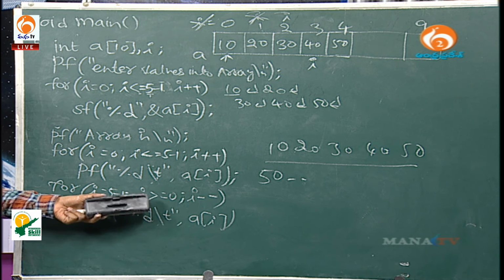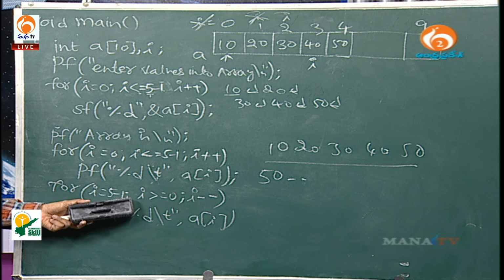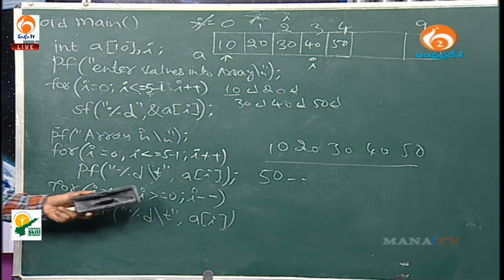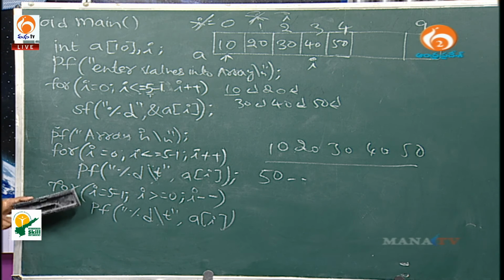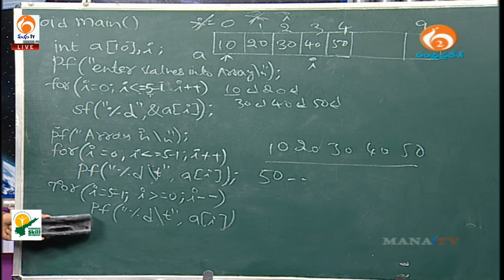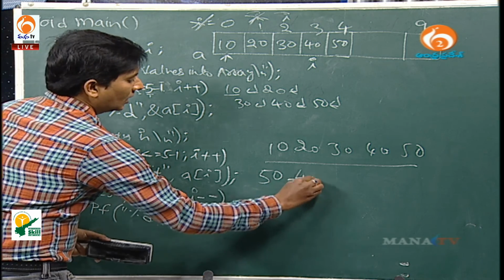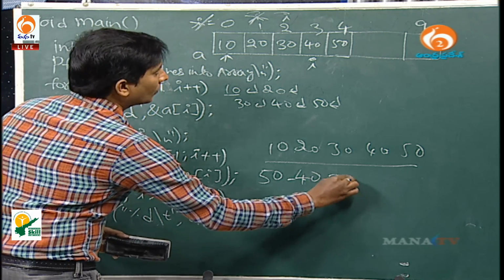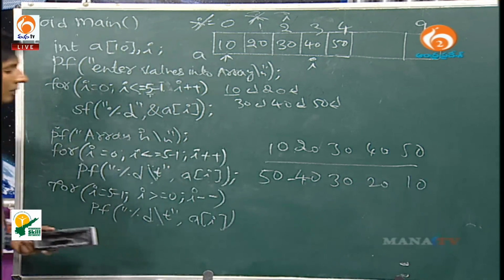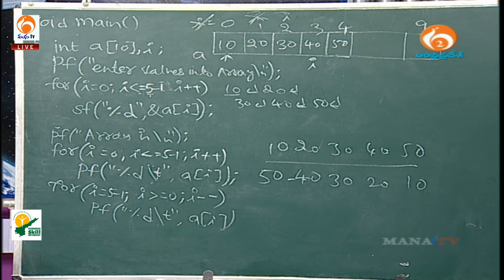Next, 3 is greater than or equal to 0, which is true. Control enters the body of the for loop. printf %d a of 3, that is 40. The next iterations give 30, 20, 10. This is the reverse of an array. So, the array concept is very important.